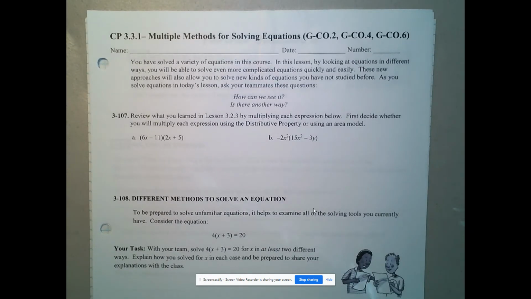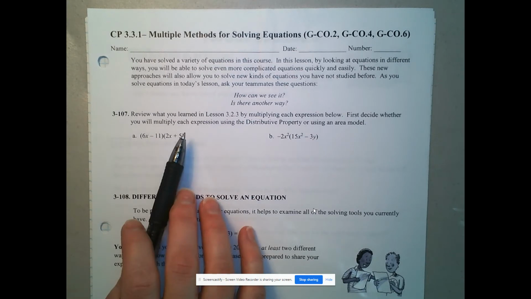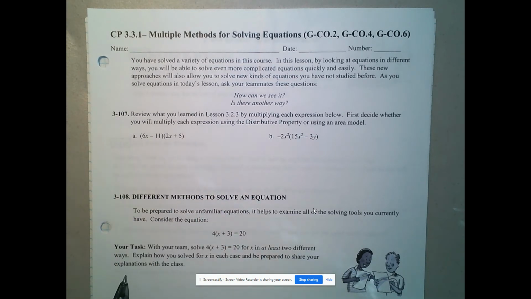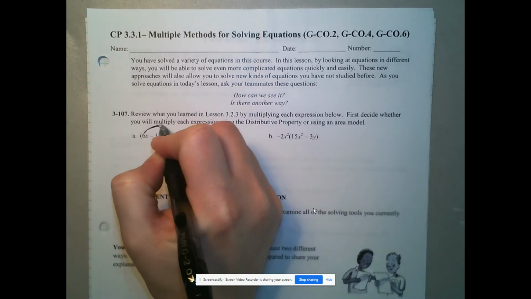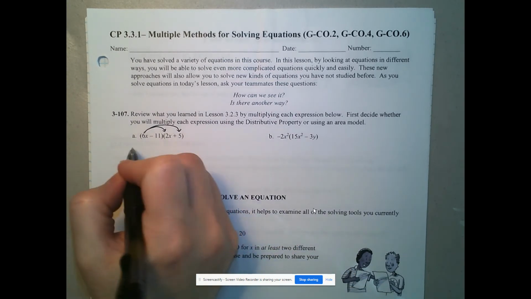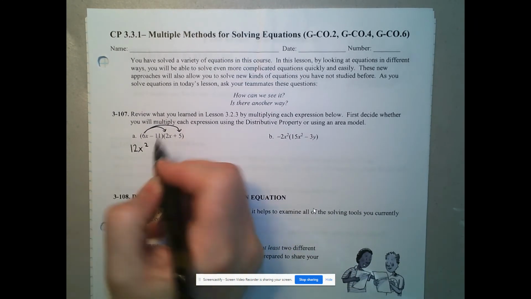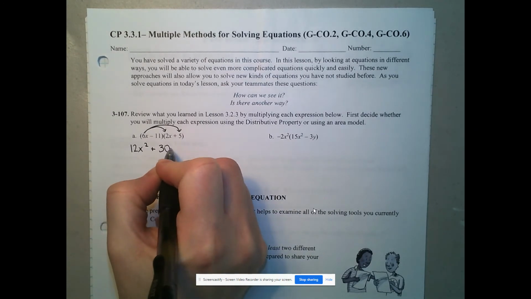A lot of times when you see parentheses, you jump straight to the distributive property. So on this one, I would distribute the first set of parentheses to everything inside the second set of parentheses. We also mentioned that FOIL, first, outside, inside, last, was a way that some people remembered. Basically, the 6x has to get multiplied by both of the parts inside the second set of parentheses. So 6x times 2x is 12x squared, and 6x times 5 would be 30x.